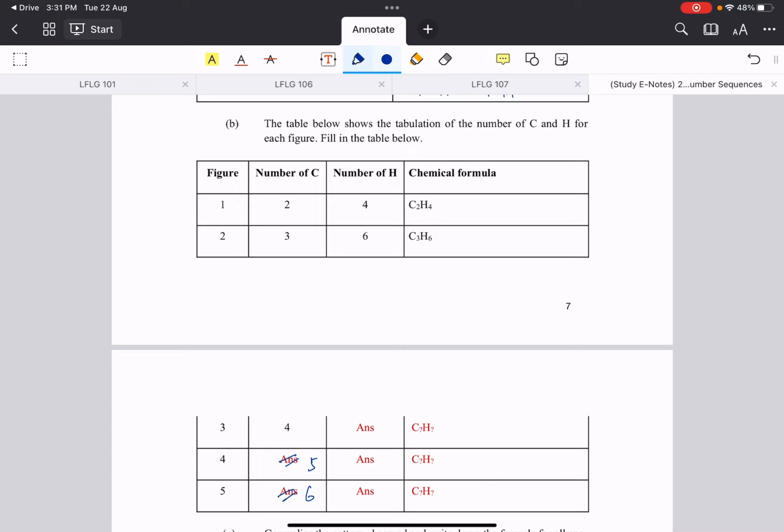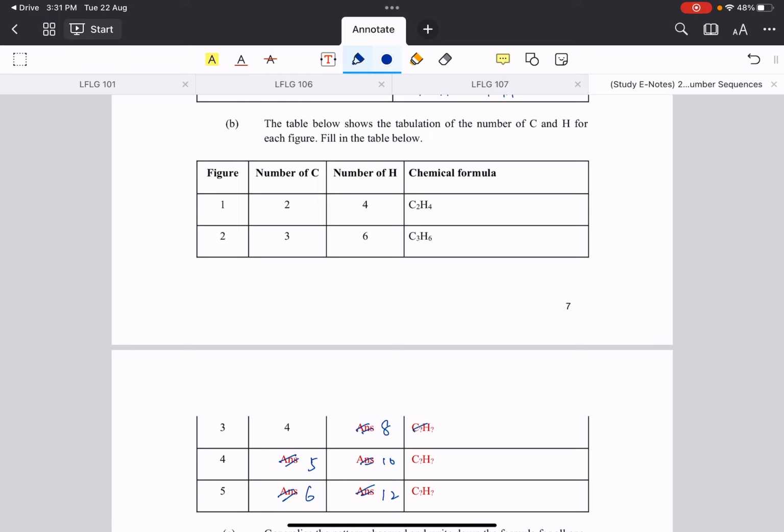So straight away I can see that my carbon, the number of C, is actually one more than the figure number. Now my hydrogen increases by 2 each time. So it's 4 to 6 to 8 to 10 to 12.